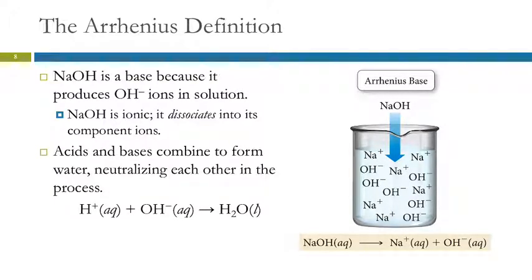The Arrhenius definition tells us that sodium hydroxide is a base because when you put sodium hydroxide in water, it produces hydroxide ions. Sodium hydroxide is an ionic compound, so we don't say that it ionizes. It already had ions. It dissociates. So it separates into sodium ions and hydroxide ions. And that's this equation down here. So that's a base.